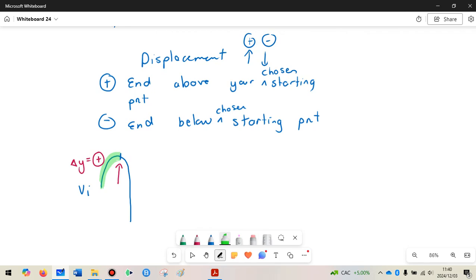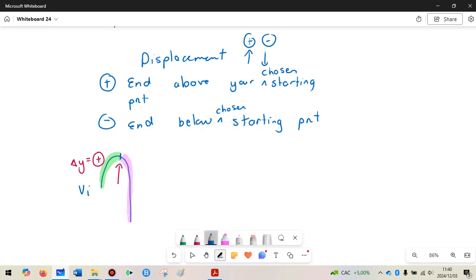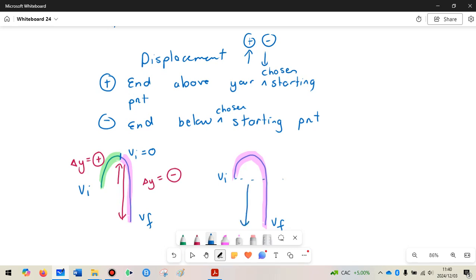If I choose another section, let's highlight that in pink, and we say, let's say you're starting at the top there. In other words, your VI is 0 there, and you end here. Then you are ending below your starting point, and then your delta y, or displacement, will be a negative. Let's say that you look at the entire motion, so from start to finish. Okay, and this is my VI that I'm choosing to sub in, and this will be my V final. I am ending below my initial starting point, my chosen starting point. So my displacement here will also be a negative value.